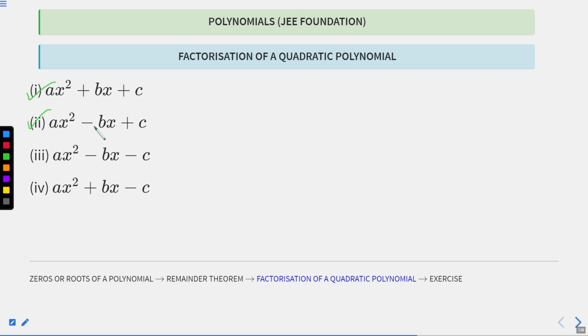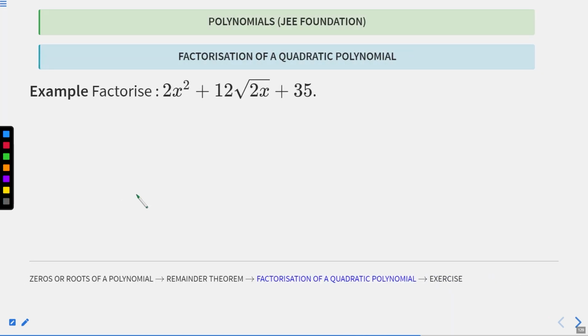In the second, the coefficient of x is minus b. Here the constant term is also negative along with the coefficient of x. Now here I am taking the constant term with a negative sign. Let's see what we will do. Factorize 2x square plus 12 root 2x plus 35.